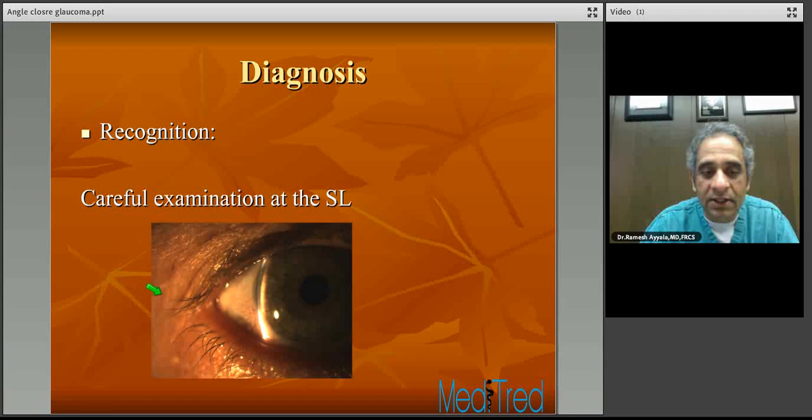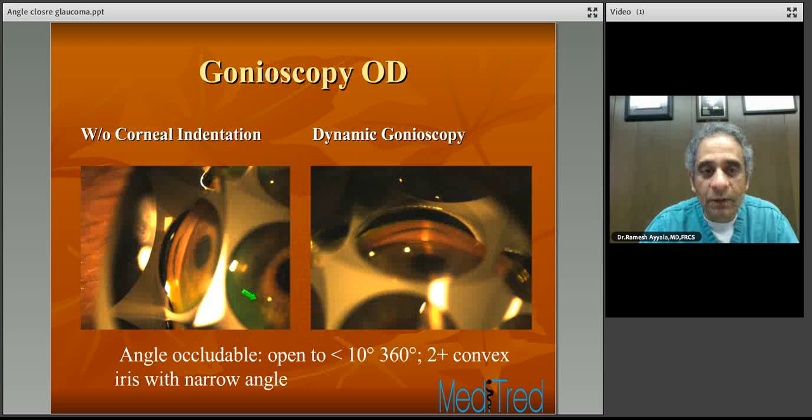You can see that the iris is convex, and the thickness of the slit beam against the cornea: the anterior chamber should be at least one corneal slit beam thickness or more in a normal eye. If it is less than that, you know that this chamber angle is shallow. But this again is a crude test. The definitive way of making a diagnosis of narrow angles is gonioscopy.